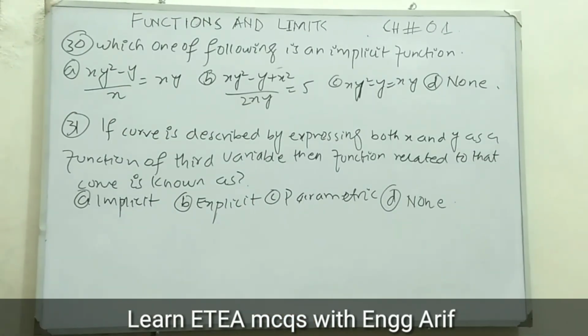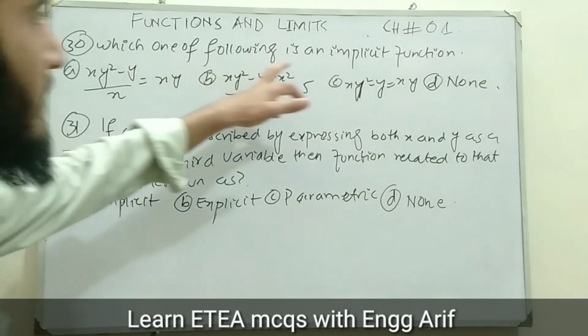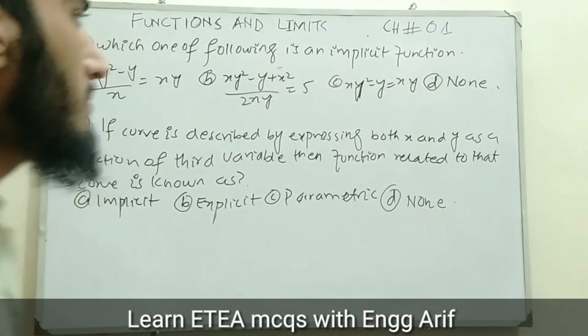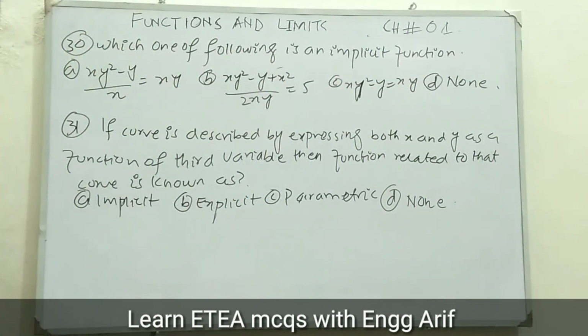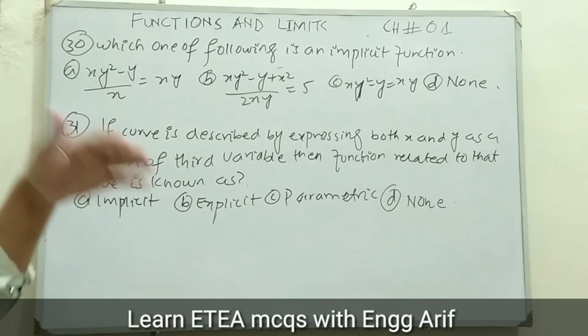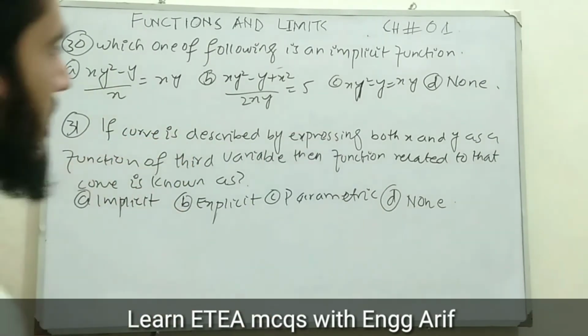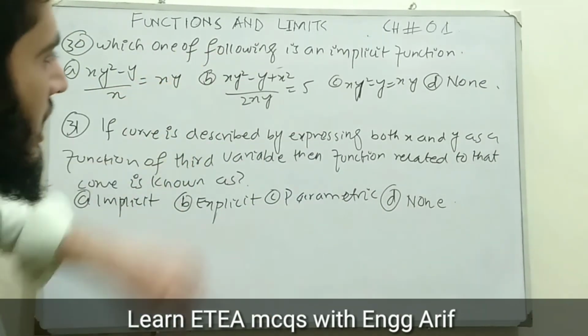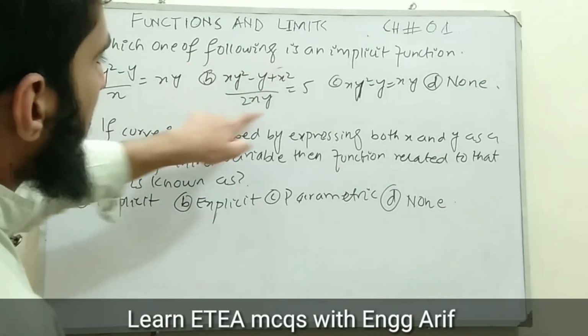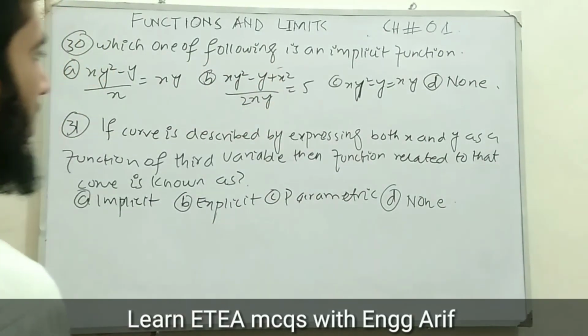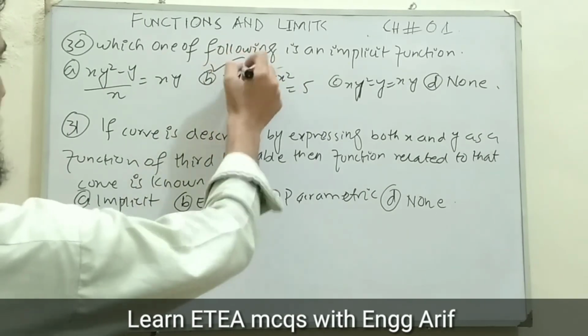Now move toward MCQ number 30. It tells which one of the following is an implicit function. So implicit functions are those functions in which the variables are on one side and the constant is on one side. If we look at option number B, here variables x and y are on one side and the constant pi is on the other side. So the correct option is option B.